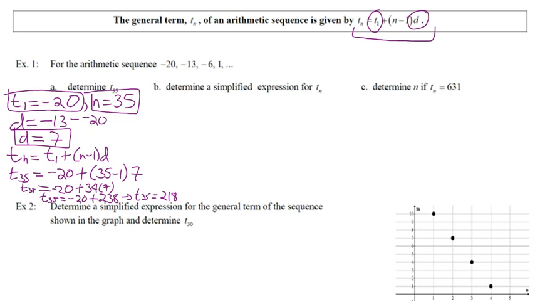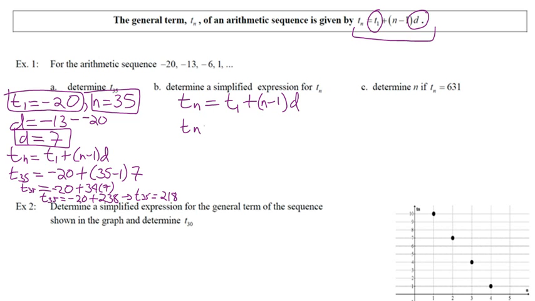Because to do that recursively, we would have had to work our way through every single term until we got to the 35th term, right? So we don't want to have to do that. That's why we have the formula. Determine a simplified expression, okay, for t sub n. So t sub n is t1 plus n minus 1 times d.